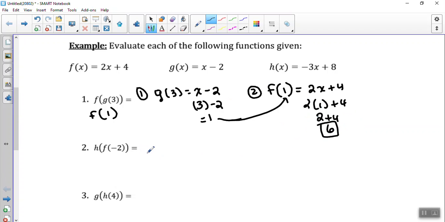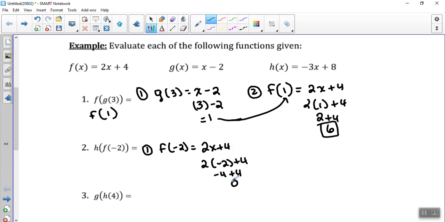Alright, so for the second example, my first step again is to work from the inside out. You have here f of negative 2, so that's what I'm going to find first. I'm looking at the f function, which is 2x plus 4, and inside the f function I'm plugging in negative 2. So you have 2 times negative 2 plus 4. 2 times negative 2 is negative 4, plus 4 is 0.